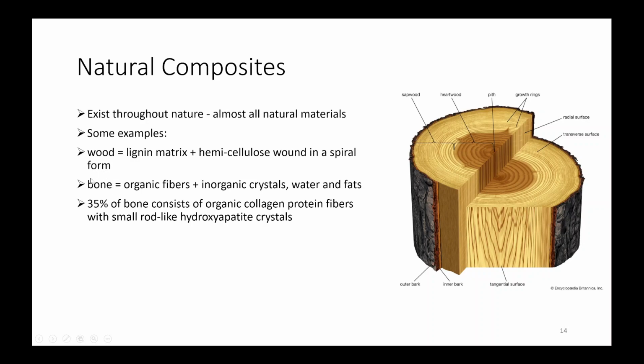In case of bone, it is made of organic fibers, inorganic crystals, water, and fats. All of these combine to make bones. So that's why bones and woods have very high strength. And 35% of bone consists of organic collagen protein fibers with small rod-like hydroxyapatite crystals.